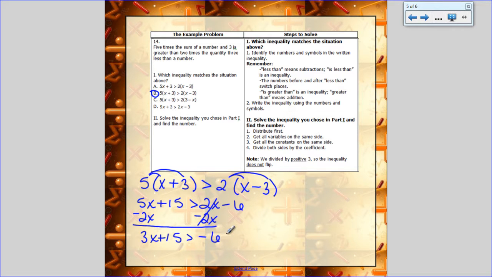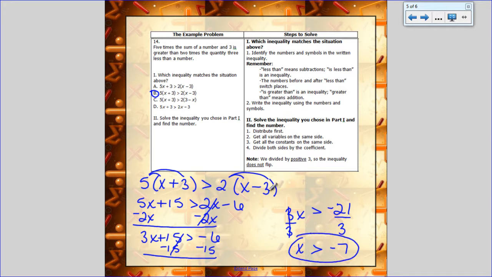I get all my constants on the other side. So I got my variables on the left. I'm going to move my constants to the right. So I'm going to subtract 15. So I have 3x is greater than negative 21. And then I'm going to divide by my coefficient. So I'm going to divide everything by 3. I'm not dividing by a negative, so I can leave my symbol as greater than, and so it becomes negative 7. So there's my answer. X is greater than negative 7. So that's part 2.